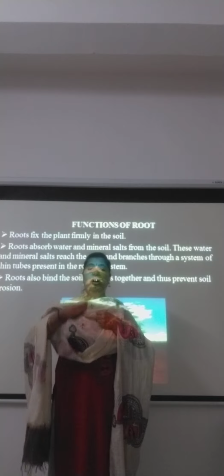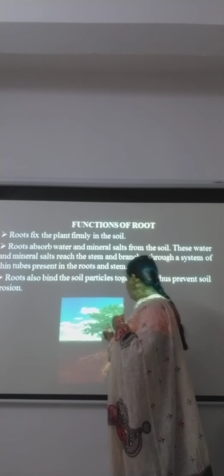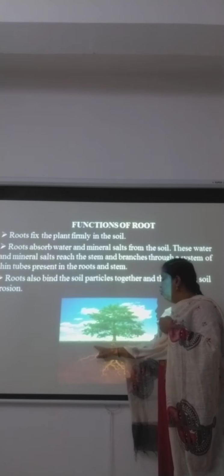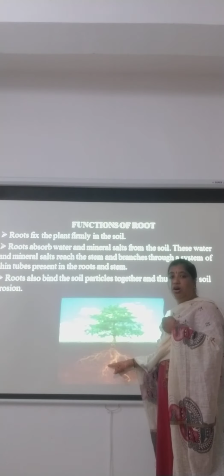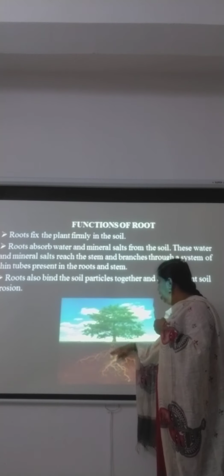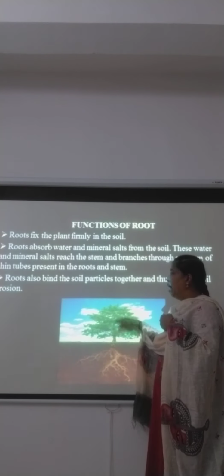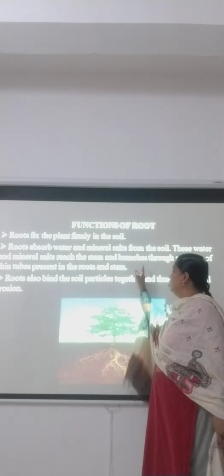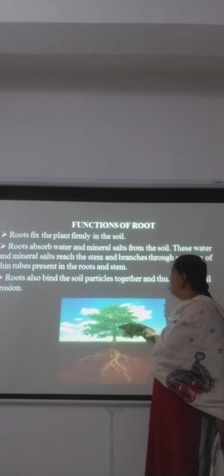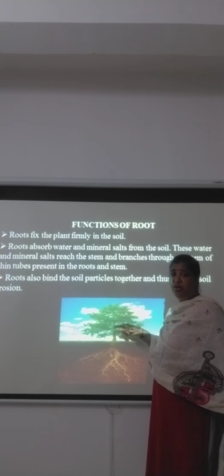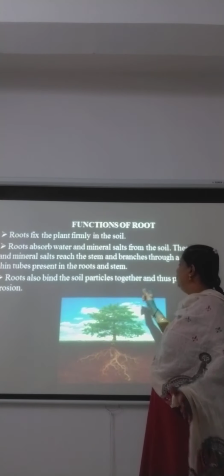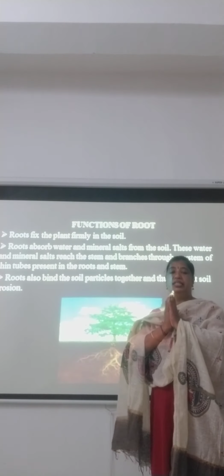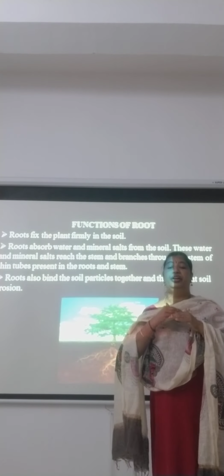So, through the small tubes, the roots will send the water and the mineral salts which are there in the soil to the stem, branches, leaves, flowers and fruits. So, that is also an important function of the root. And the third one is it will bind the soil particles and it will not allow the soil erosion.